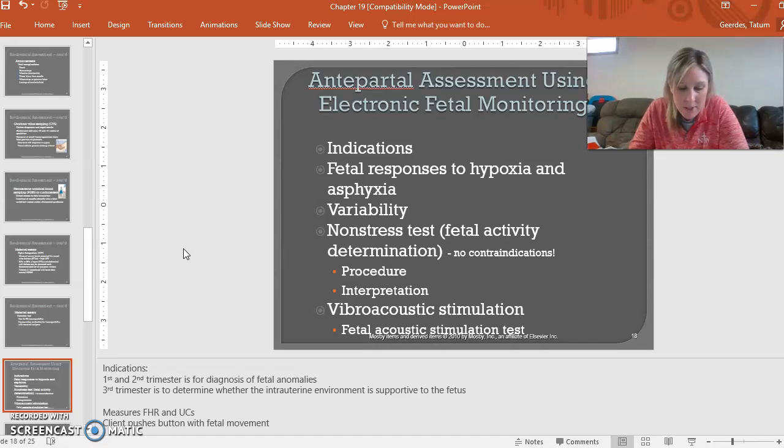The things that we use electronic fetal monitoring for are to assess fetal heart rate and also uterine contractions, which you guys know about. And so we're going to talk about this a little bit more in detail in a minute. I see that my time is about up, and so I'm going to stop here and then I will start again and we'll talk about fetal responses to hypoxia and asphyxia.